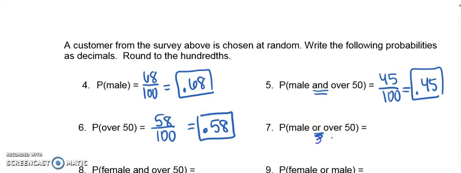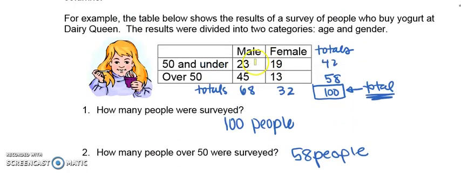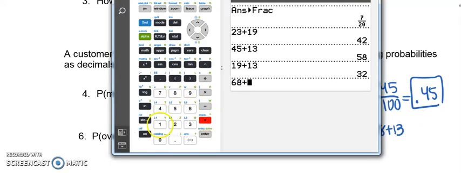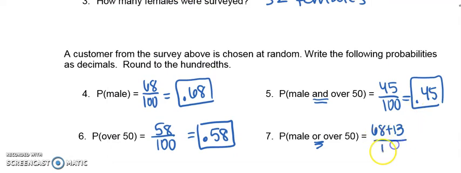Then it says male or over 50. So we want all the males and all the people over 50. So or means you could have either. So they could be male or they can be over 50. So it looks like to me there's going to be 68 plus another 13. And when you go on the calculator, watch out, some people double add stuff there. Just be real careful. This is going to be 81 over 100, which is 0.81.